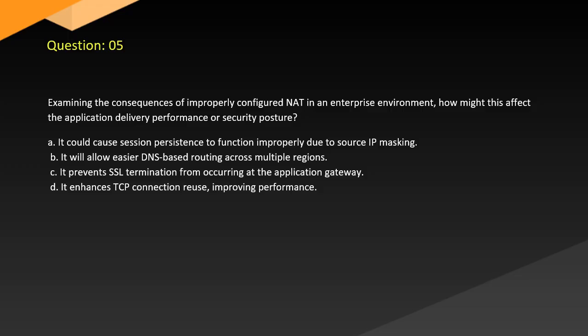Question 5. Examining the consequences of improperly configured NAT in an enterprise environment, how might this affect the application delivery performance or security posture? A. It could cause session persistence to function improperly due to source IP masking. B. It will allow easier DNS-based routing across multiple regions. C. It prevents SSL termination from occurring at the application gateway. D. It enhances TCP connection reuse, improving performance.